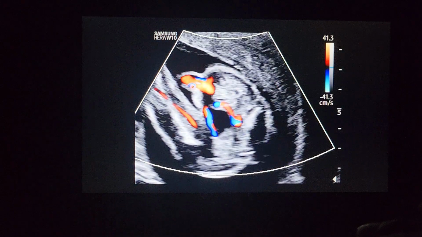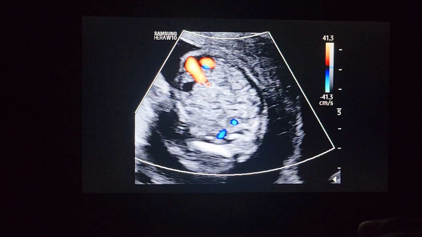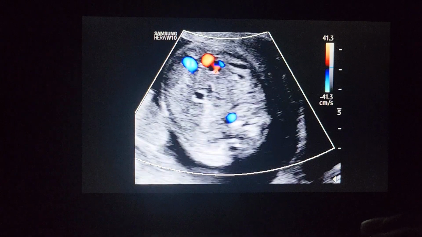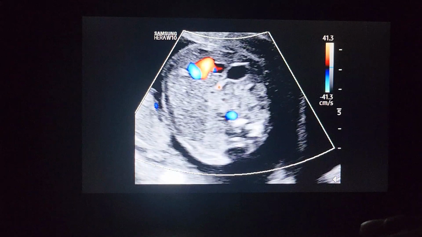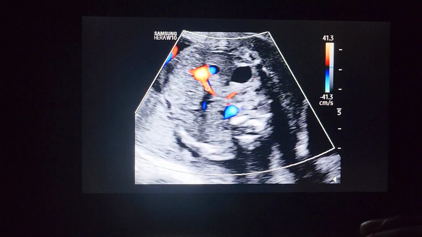Now we will come from the umbilicus. Those are the two umbilical arteries, and that's the umbilical vein. Here it takes a tortuous course, and then the umbilical vein enters into the liver, and once it comes into the liver, you can see the hepatic veins there.